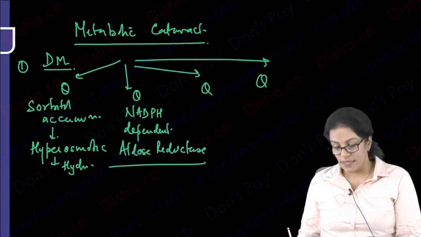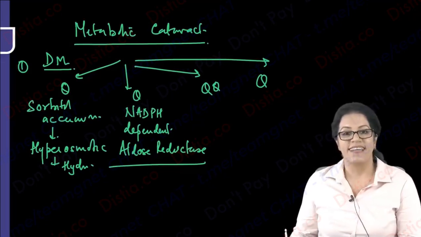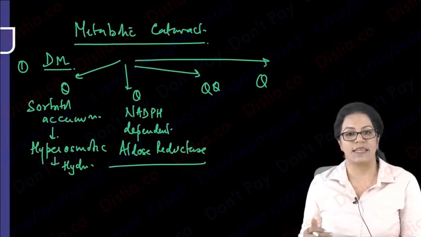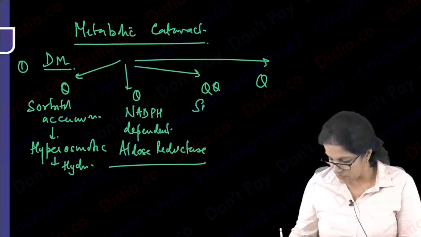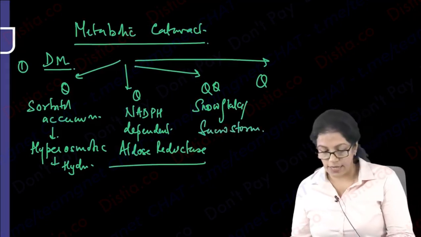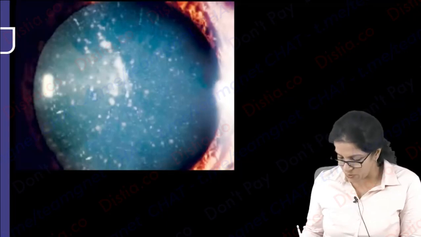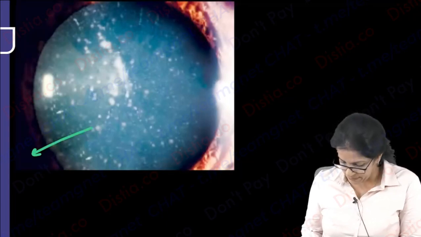Right? Third question, very, very important, repeated. Let's put a Q, one more Q here. And that is, what is the type of the cataract? Type of cataract we will answer is snowflake or snowstorm cataract. Snowstorm or snowflake. The opacities look like snowflakes. Let's have a look. So these are the snowflake or snowstorm cataract.